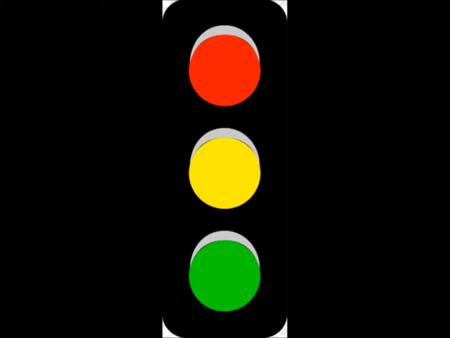The order of lights for a vertical traffic control signal is red at the top, yellow in the center, and green at the bottom. The order of lights for a horizontal traffic control signal is red on the left, yellow in the center, and green on the right.